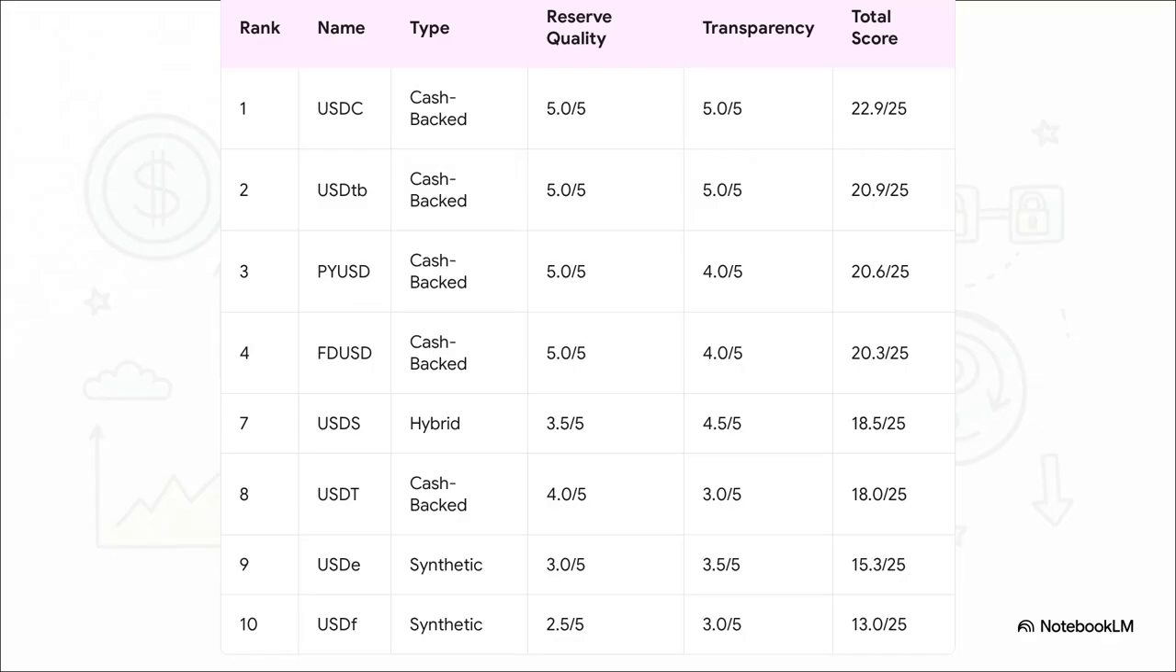Whoa, okay, here's the full ranking. And just look at this. The scores are all over the place. We've got some scoring near a perfect 25, and others, not so much. This just proves that the word stablecoin can mean a lot of different things. To really get a feel for this, let's zoom in on 3 really different examples from this list.